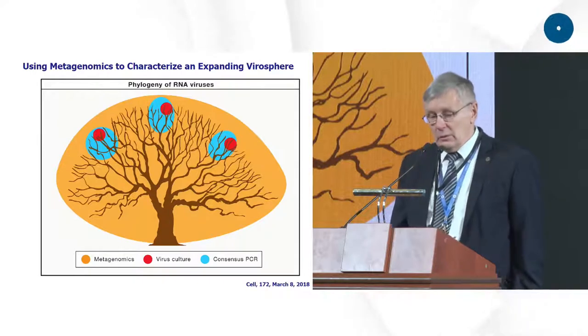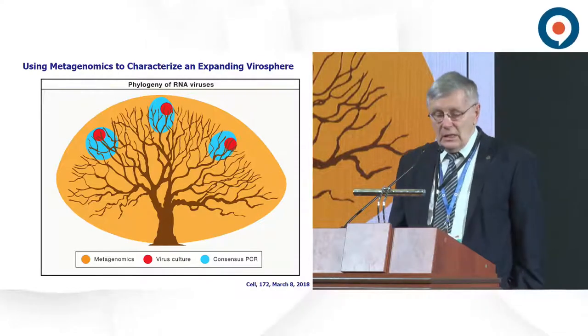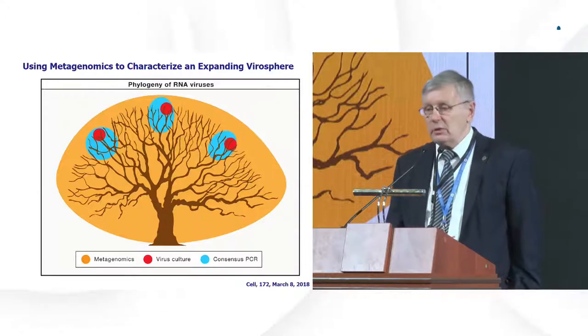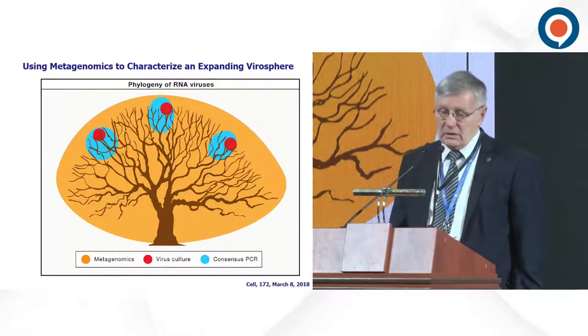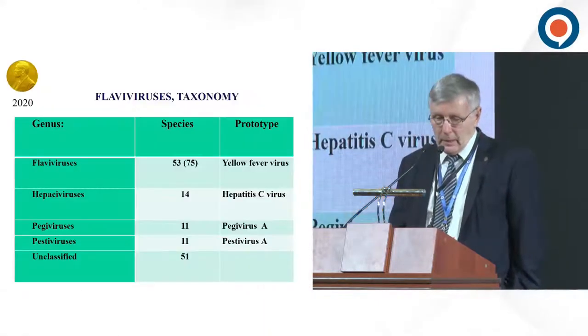And only metagenomics provided a betterment in the situation, and it created theoretical prerequisites for us to be able to finally see the biodiversity of viruses that are encompassing us and to see all the viruses that can pose a threat to us.